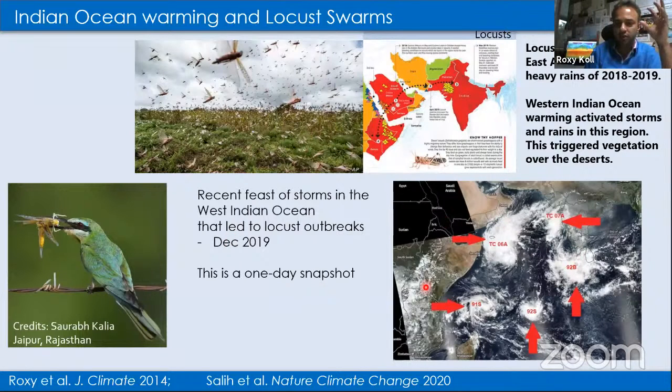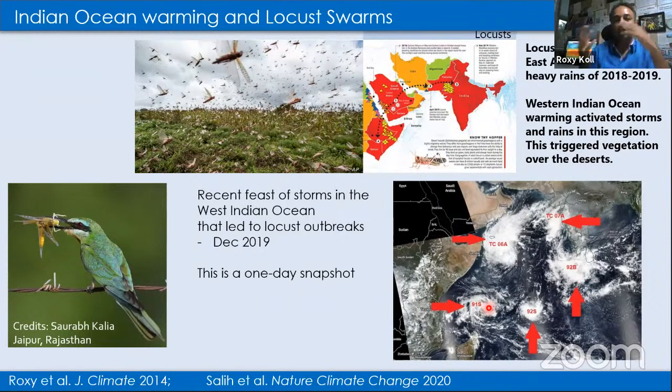And this is an example. This is a snapshot from just one day in December 29. It's a feast of storms in the Western Indian Ocean, where it was not a warm pool earlier, but now it's a warm pool and supporting many storms, like 1, 2, 3, 4, 5 storms in a day. It doesn't happen like that. So these kind of storms have a huge impact.